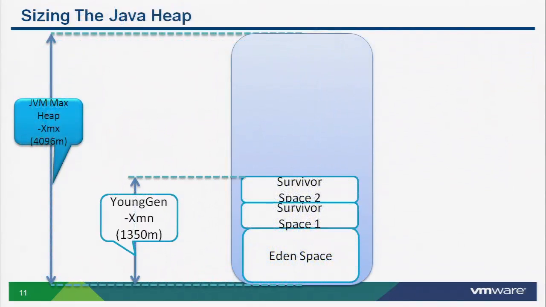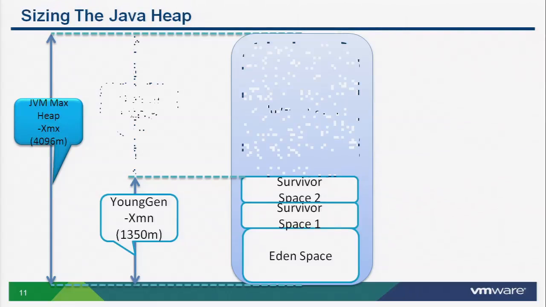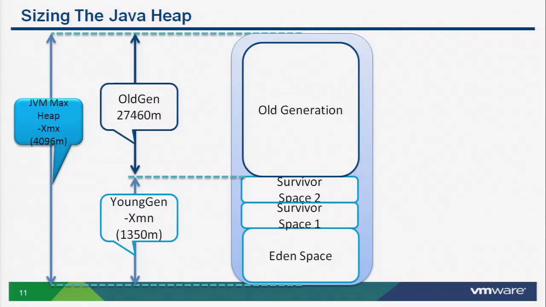Okay, so let's take a look a little bit further inside the 4 gig heap. So now I'm inside the heap and taking a look at basically the young generation. I typically size the young generation to a maximum of about 33% of -Xmx. If I need to adjust, I will never go above 33%. I'll reduce it, but never go above 33%. And that implies about 67% of the heap is left for old generation.